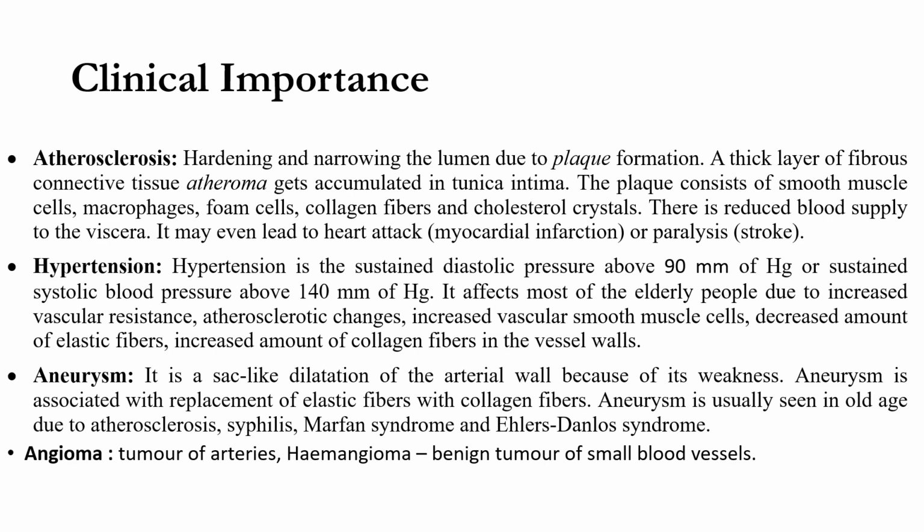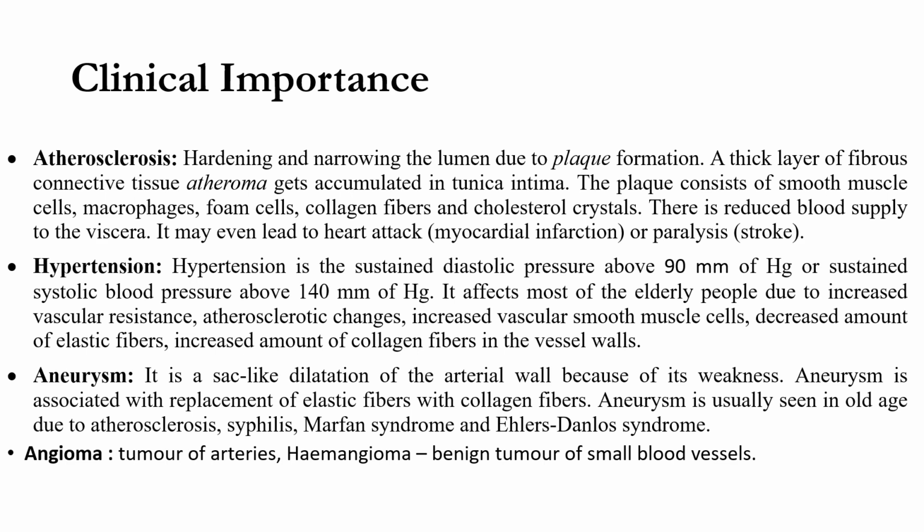And the second condition is hypertension. So normally the systolic blood pressure is 120 millimeter of mercury and diastolic is 80 millimeter of mercury. So if there is sustained pressure more than 120 by 80 millimeter of mercury, then it is known as hypertension, and mostly it affects old age people because degenerative changes occur in the blood vessels. There is hardening of the blood vessels, reduced elasticity, deposition of collagen fibers, then increase in the amount of vascular smooth muscles, which eventually causes vasoconstriction, then atherosclerosis. These all factors are responsible for hypertension.